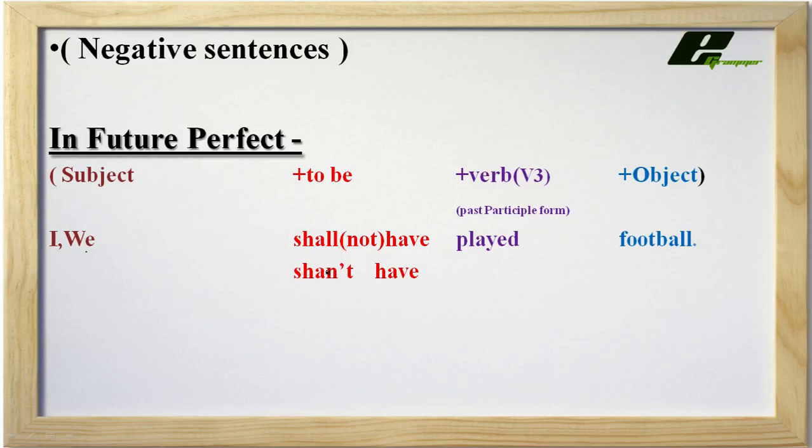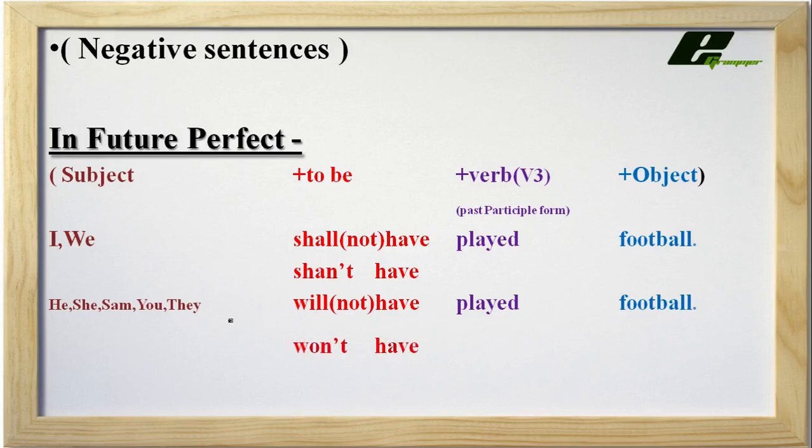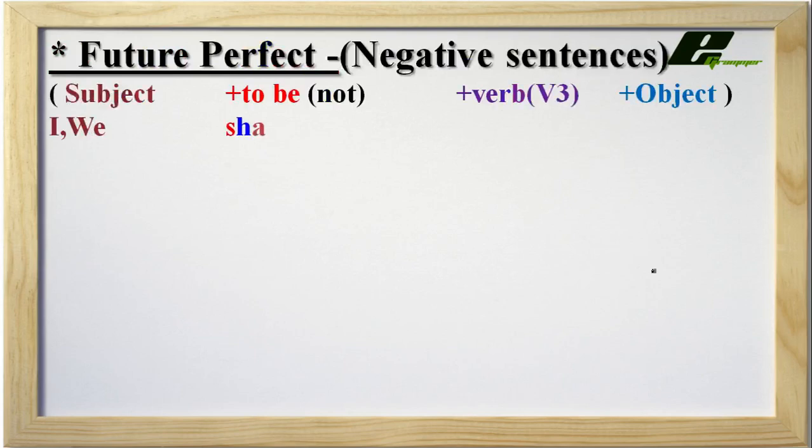It doesn't change the meaning. Similarly, if I want to make my sentence with they, then the sentence would sound like this: They will not have played football. And if I want to use the short form of will not, then it would sound like this: they won't have played football. Understood? We'll see some examples and transform these sentences into negative sentences.